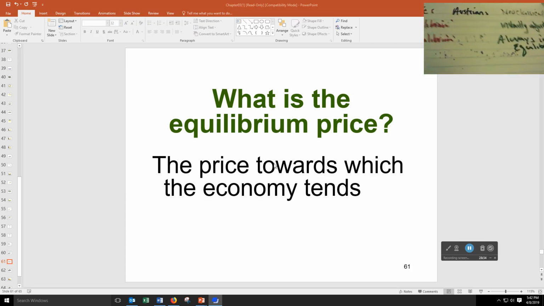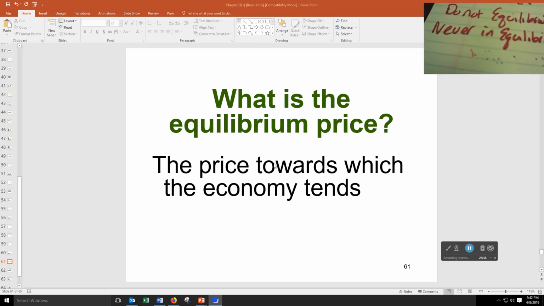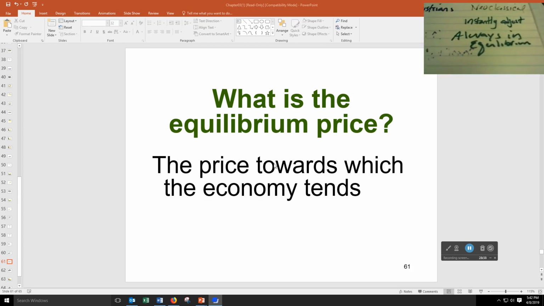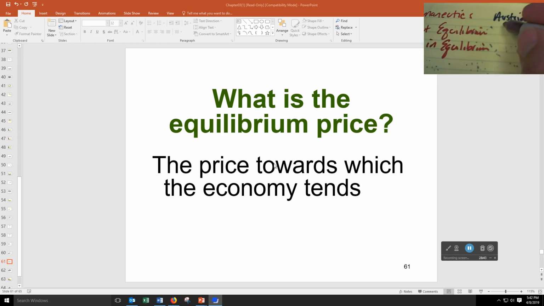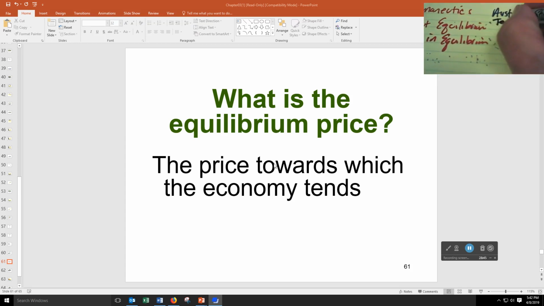The Austrians, on the other hand, say we don't know nothing, like the Hermeneuticians, but we don't know everything. We know some things. So to the Austrians, markets tend towards equilibrium.